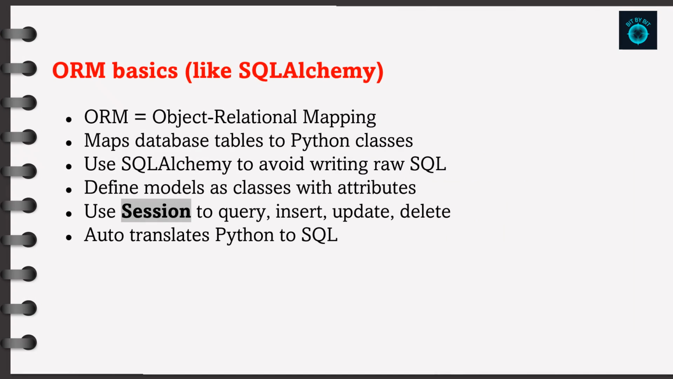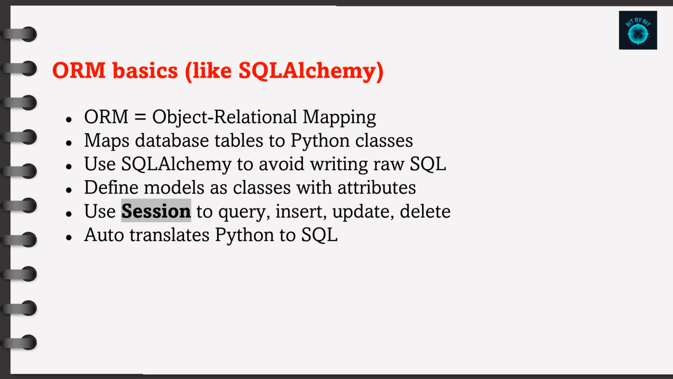In this page, we'll introduce ORM, which stands for Object Relational Mapping. An ORM lets you work with databases using Python classes instead of raw SQL statements. One of the most popular ORMs in Python is SQLAlchemy. It allows you to define tables as Python classes and rows as objects. You can insert, query, update, and delete records using regular Python code. With ORM, you don't have to write SQL directly. SQLAlchemy handles the translation behind the scenes.